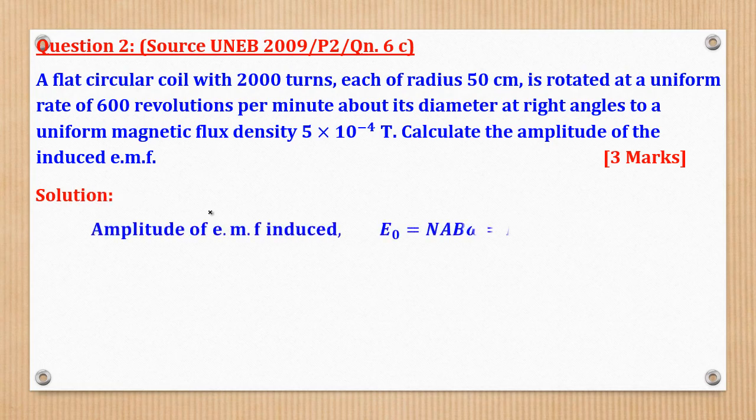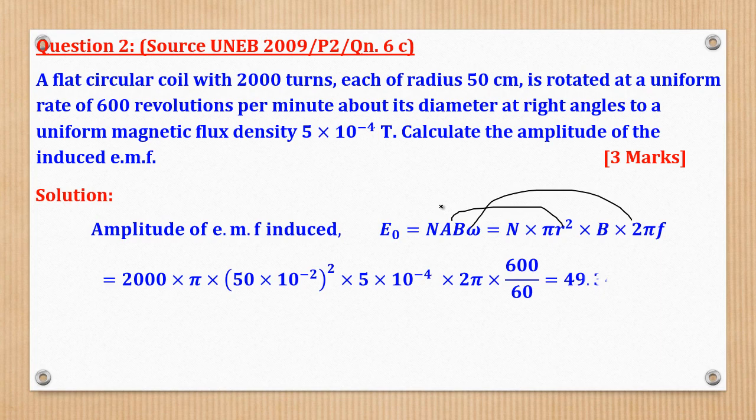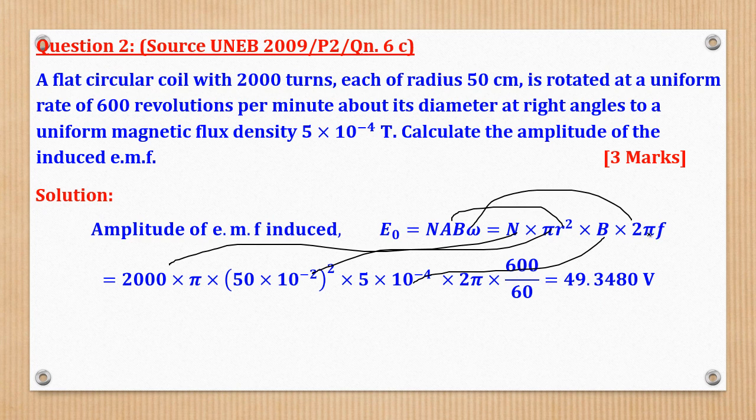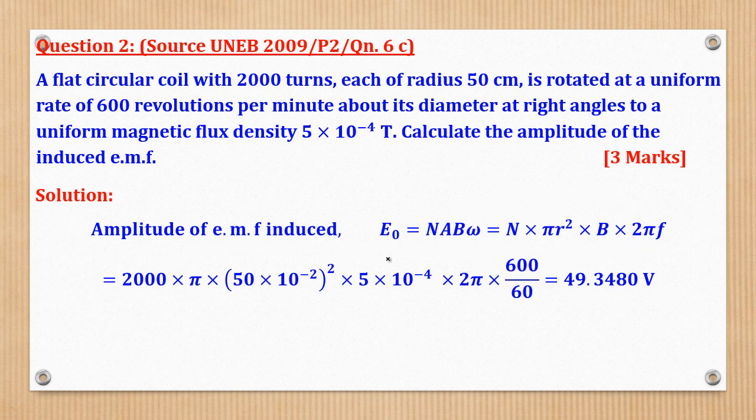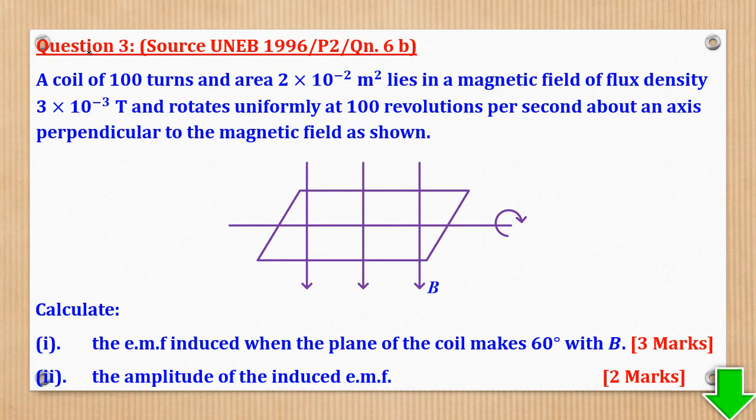So amplitude is NABω, and A is πr², ω is 2πf. So come and substitute for N, for r², for B, and for the revolutions per second to give you this as the amplitude. So amplitude is the same as maximum EMF induced.